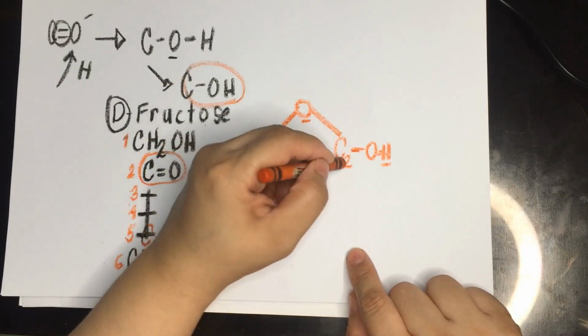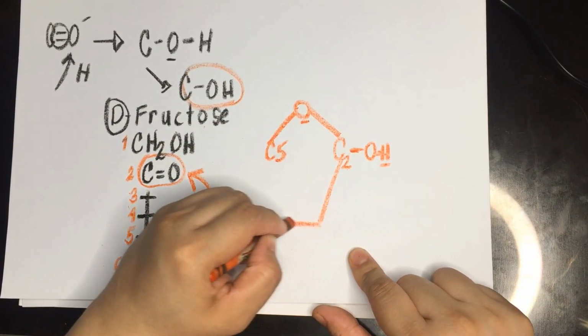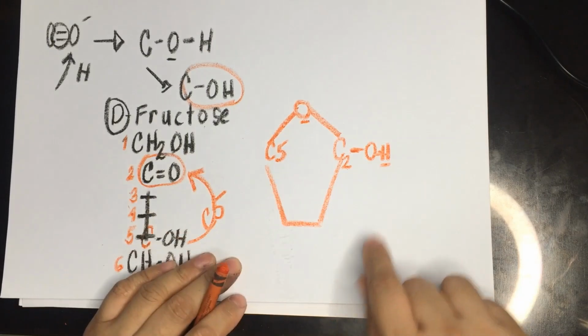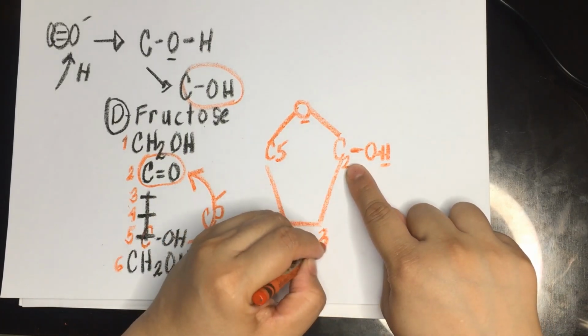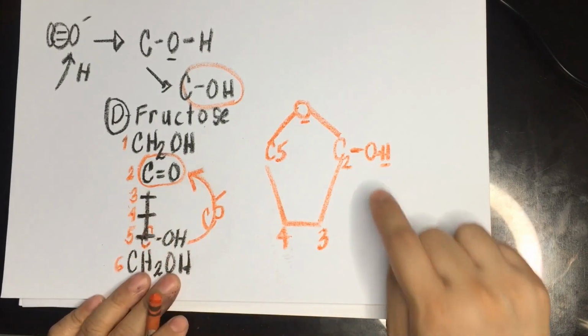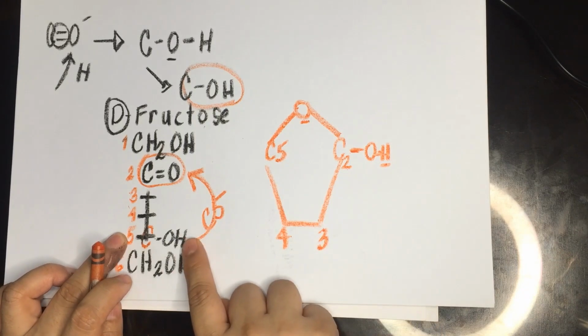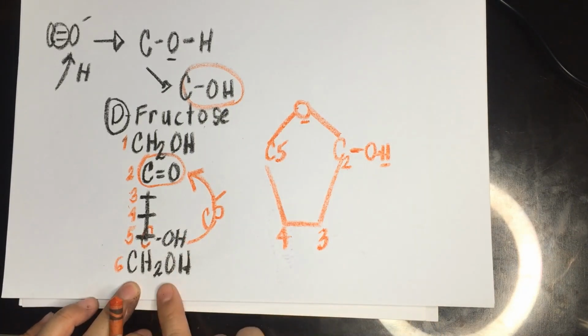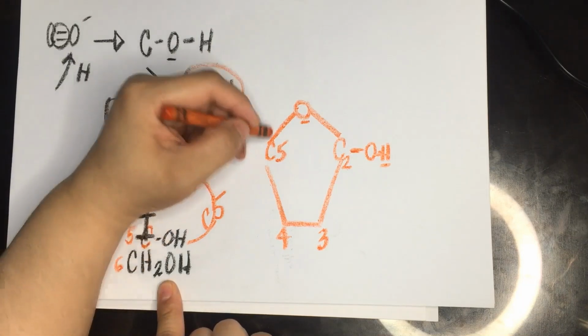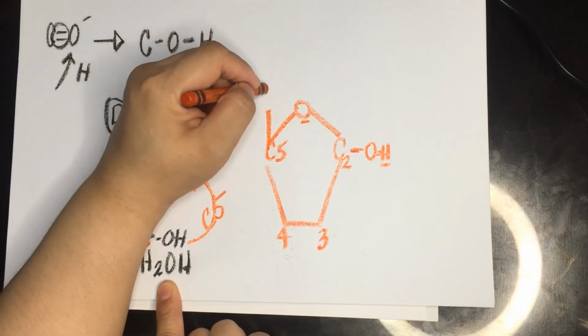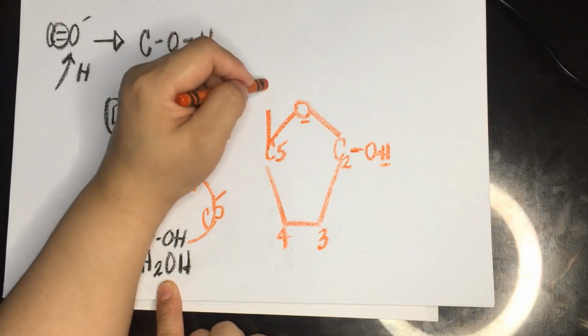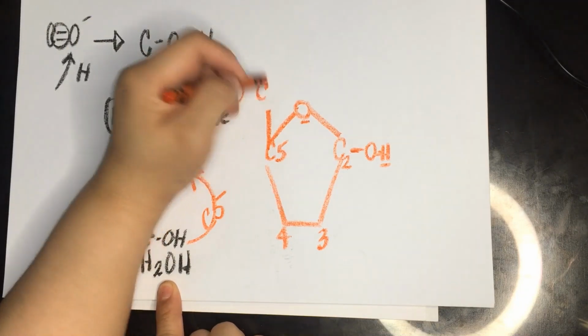Now we are going to continue the ring. So this is C2, this now is C3, C4. Let us take a look at C5. In a Fischer projection formula, our C5 still has C6. So this is where C6 is present.